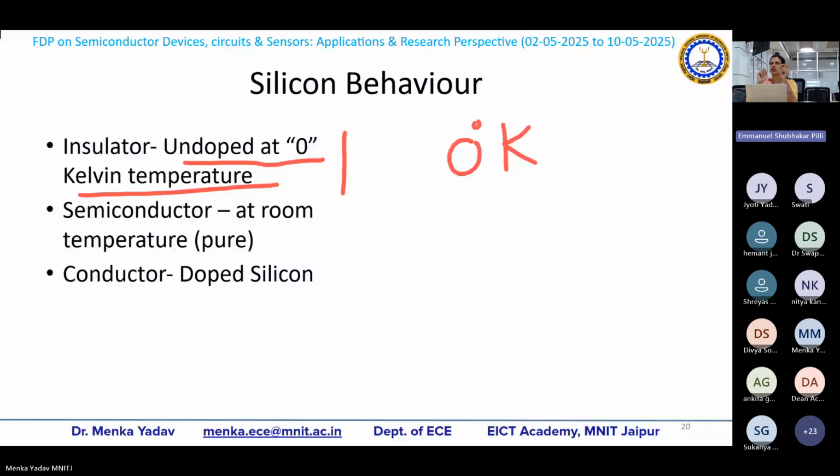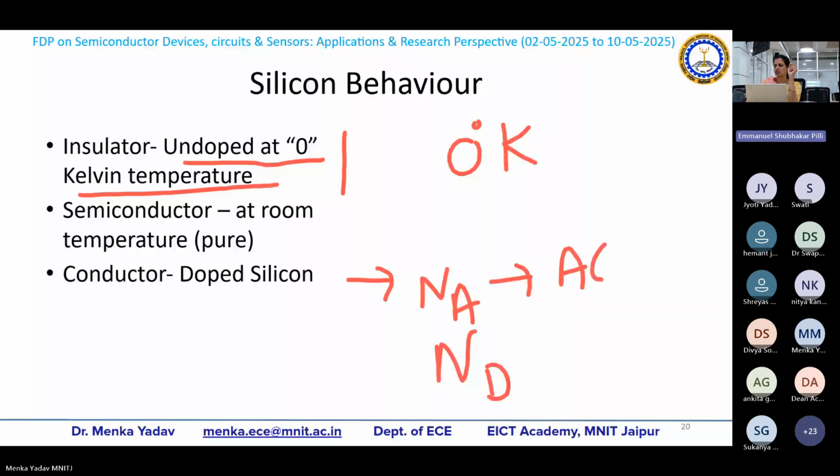If we are doping it a little bit, then the conductivity increases. Increasing the conductivity means you are doping it Na type or Nd type. A means acceptor type. Acceptor means it is going to accept the electrons. And D stands for donor type.